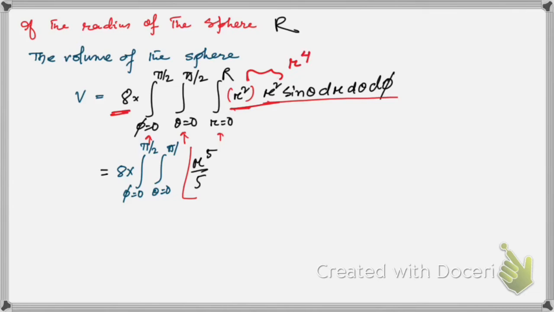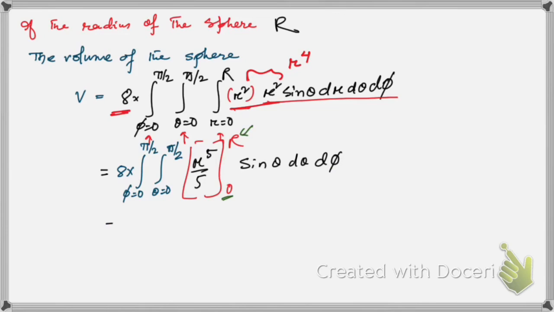If you integrate this, then what you're going to have? You will get r to the power 5 by 5, right? And this is pi by 2. Then we have to integrate it from 0 to capital R. Radius is R, right? Then the remaining part is this.